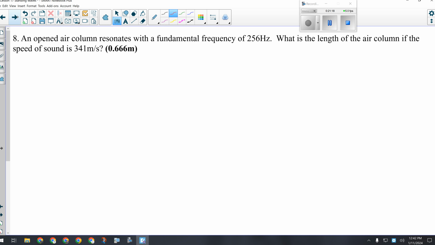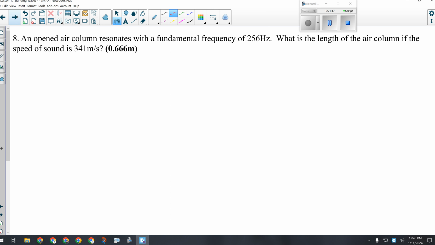All right, I want you to write this one down. This is an open air column. Basically it's the same question, except, oh, that's bad luck. I should really change the numbers in that question. Okay, try that one anyway. You have an open air column resonating at its fundamental frequency of 256 hertz again, and we want to find the length of the tube for this one.